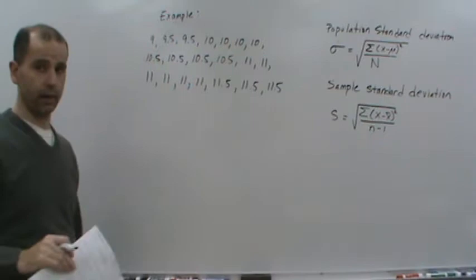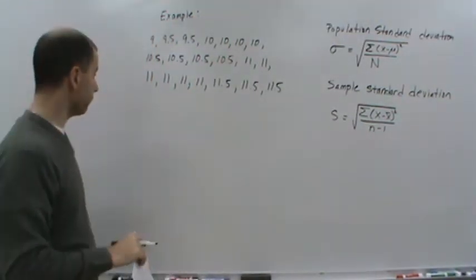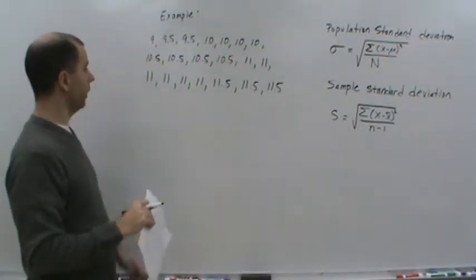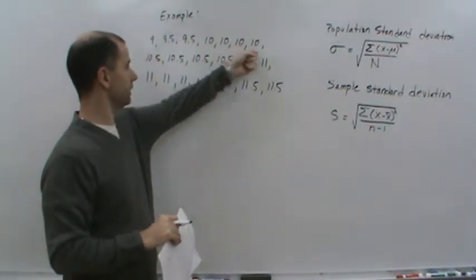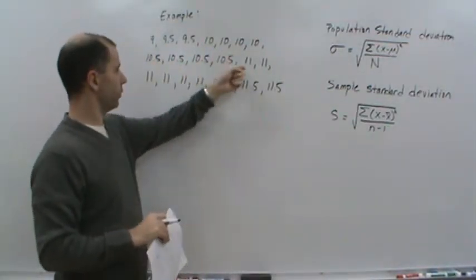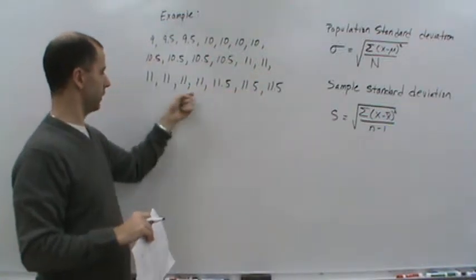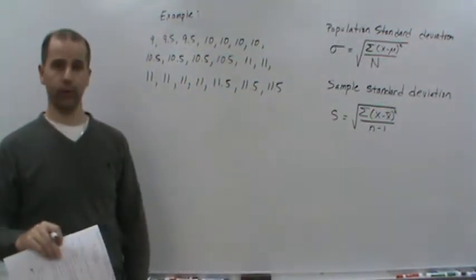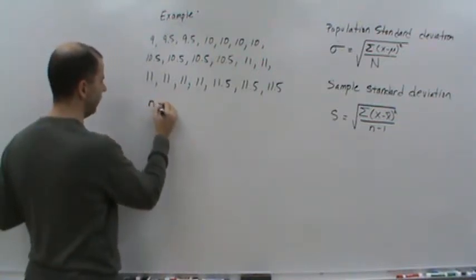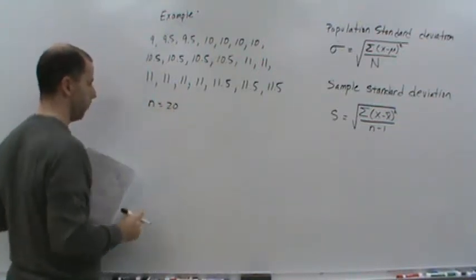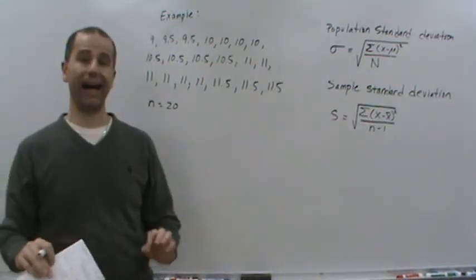Okay, so there's my data set. How many observations do I have? I have 1, 2, 3, 4, 5, 6, 7, 8, 9, 10, 11, 12, 13, 14, 15, 16, 17, 18, 19, 20. So my sample size is 20. Immediately I know that n is 20. Now here's how I would calculate it.